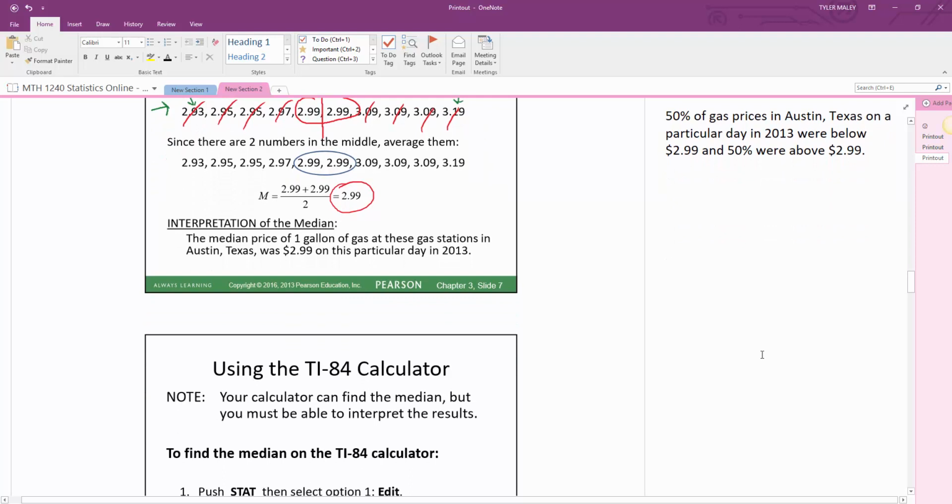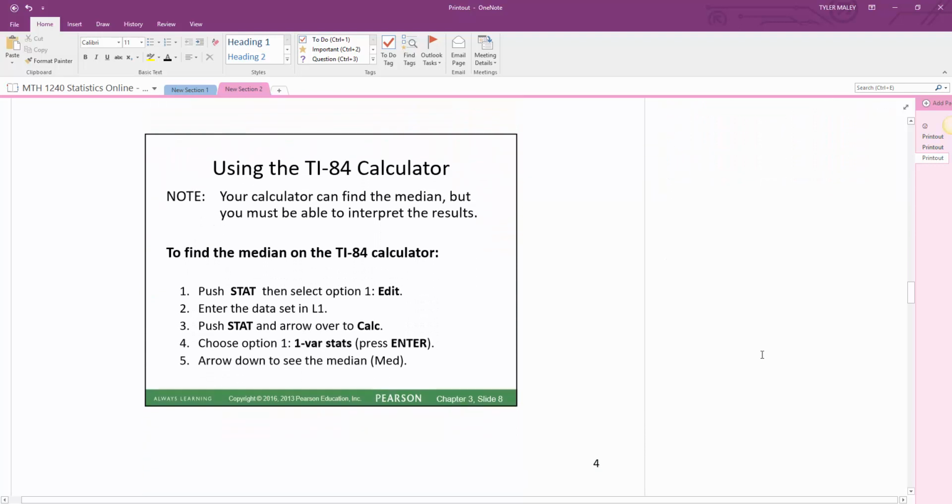So we can find this using the graphing calculator, and I will do an example of this in a moment.